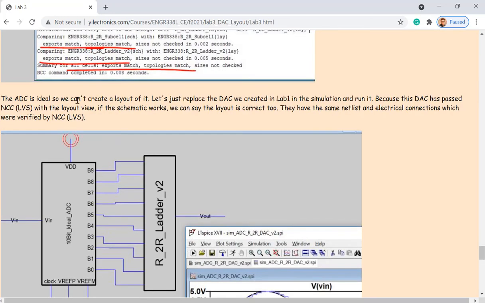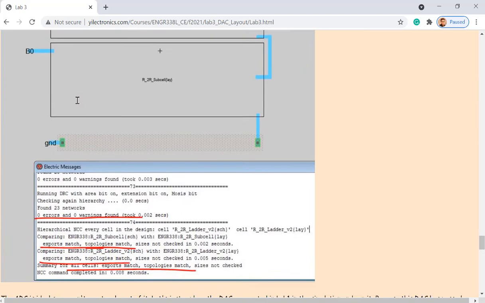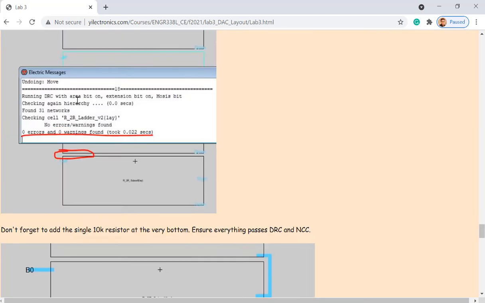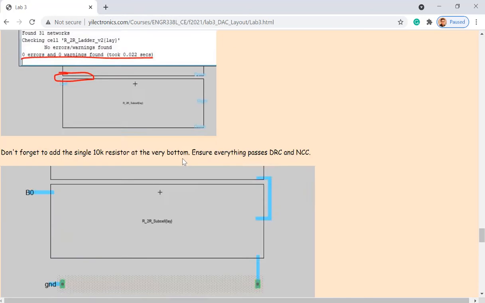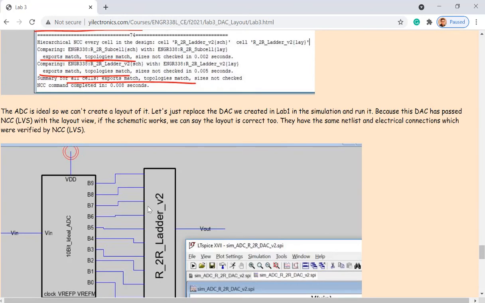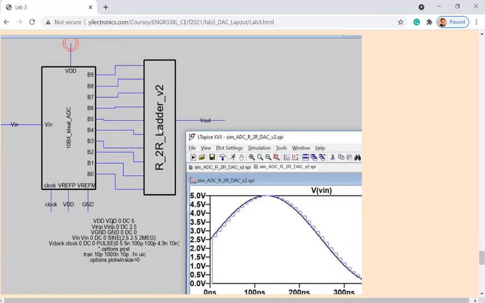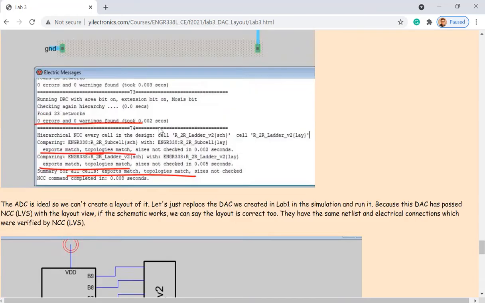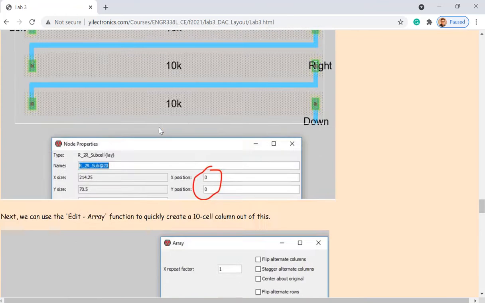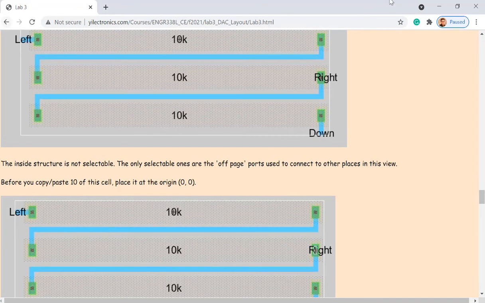Wait, do you need to simulate the layout? Seems like not, so you don't have to. Yeah, just follow. I couldn't remember where this is from. See, it's just a schematic. All right.